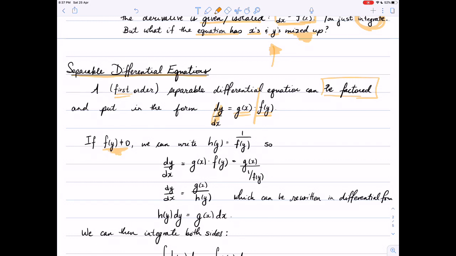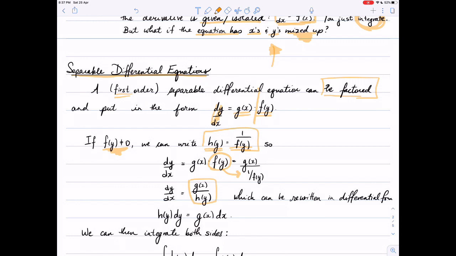For all values where f of y is non-zero, we can write h of y is 1 over f of y. So why would we want to do that? Well, we would want to do that here so that we push f of y down into the denominator as 1 over f of y. And if 1 over f of y is equal to h of y, we can just rewrite this factor as a quotient, g of x over h of y.